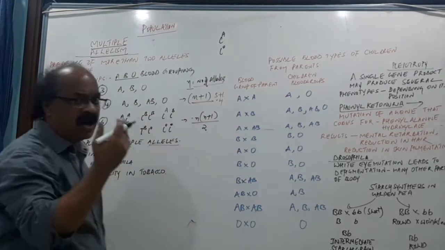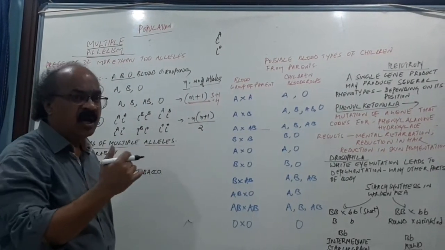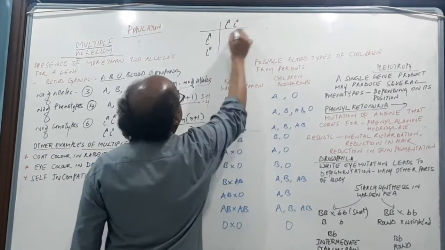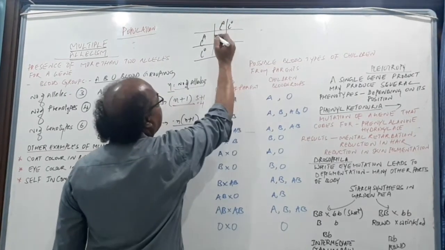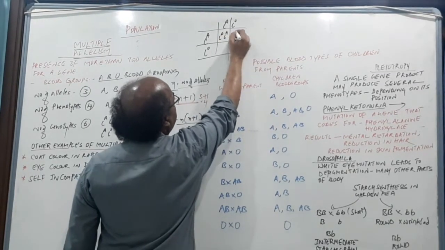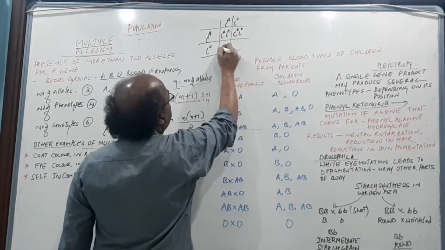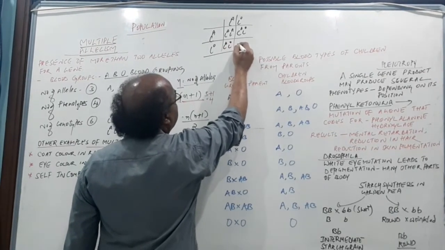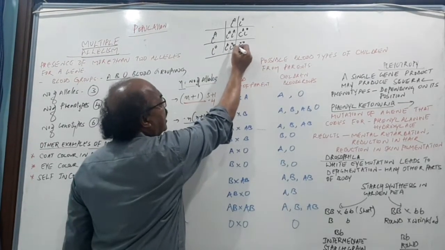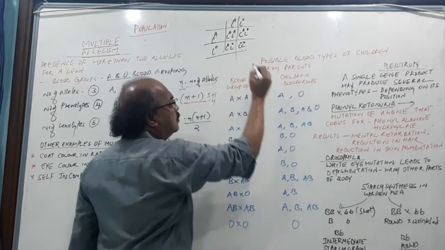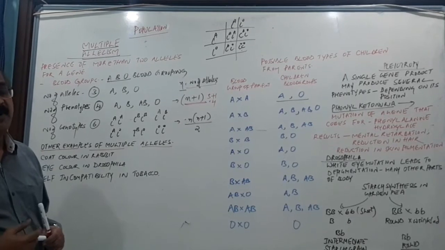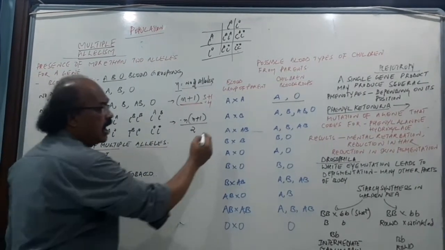IO. Maybe IA, or maybe IO. The other parent is also having IO. So in this case, you can expect IO, O. So the children may have A blood group or may have O blood group. Let us see another case.